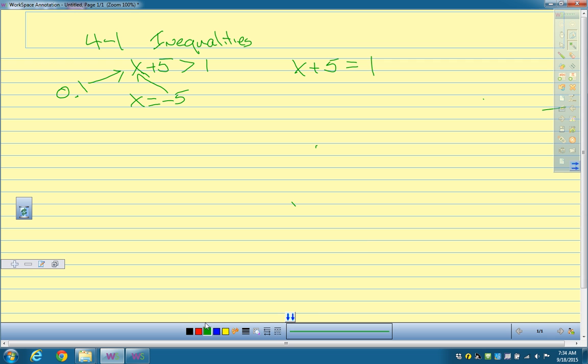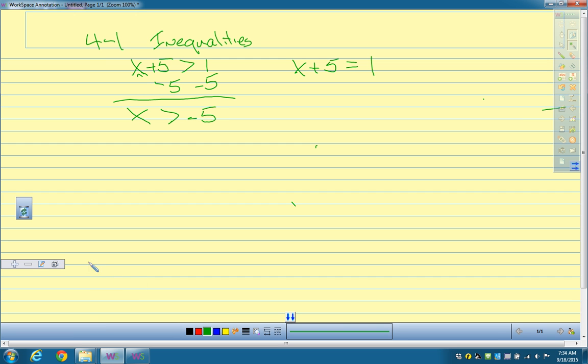So we have to figure out a little bit different way to represent those answers, okay? And the way you do it, first you solve it, just like you would a normal equation. So I would subtract 5 from both sides, and I get x is greater than 1 minus 5, which is -4, okay?